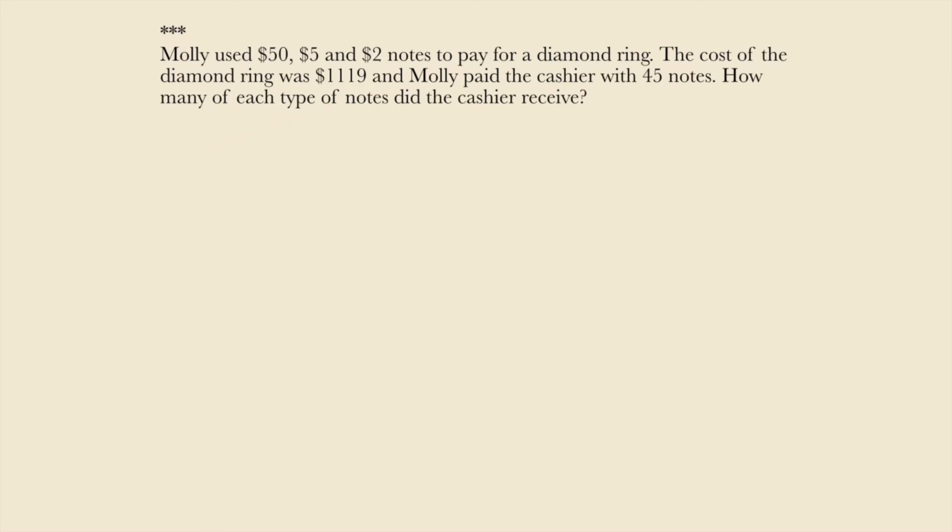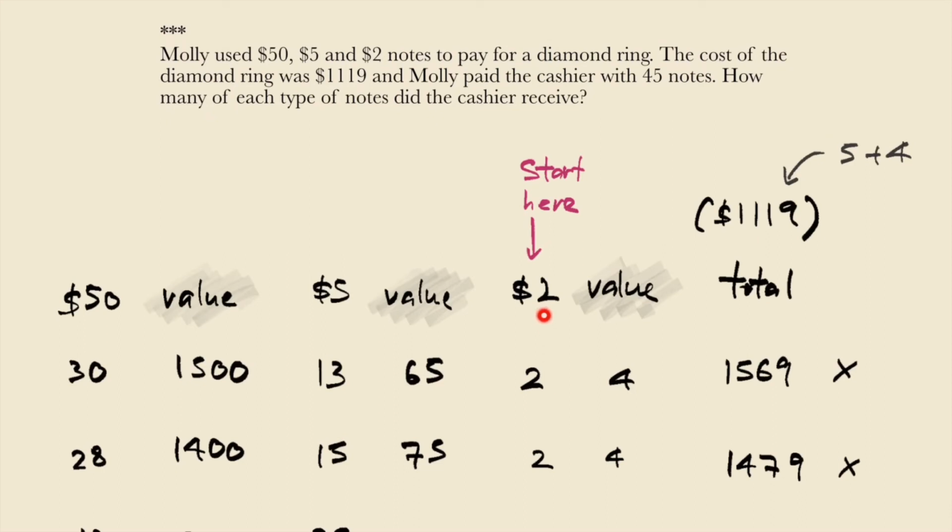What makes this a level 3 question though? Why do I say start here with the $2 notes? If you look at the total, that's 1119. But we've got a certain number of $5 notes, a multiple of 5 in value, and a number of $50 notes, that's another multiple of 5 in value. So why is it that the total is not a multiple of 5? It must be due to the number of $2 notes here.